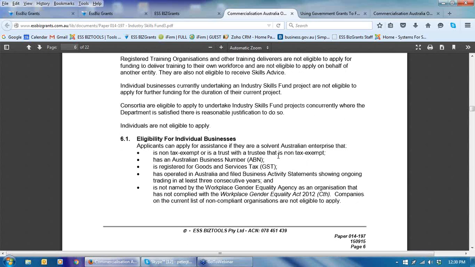The government recently changed the rules for this grant. Initially, you had to be a company or a corporate trustee for a trust. The rules have been changed so that now any type of business can apply to get access to this special funding.